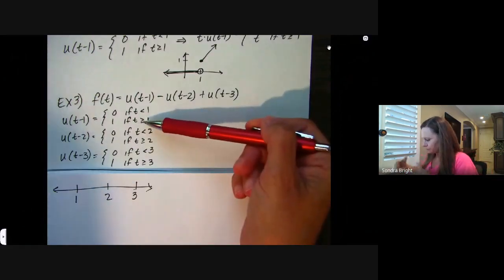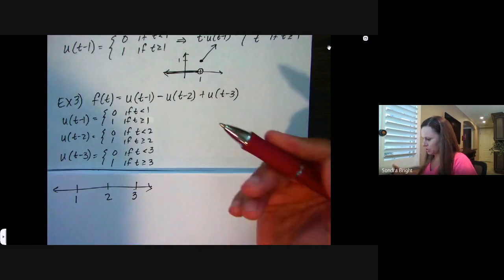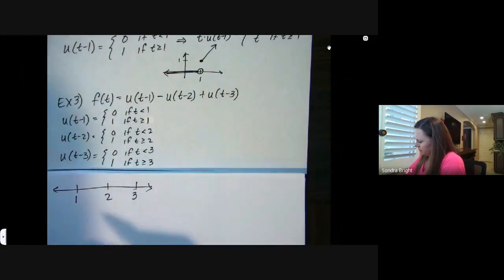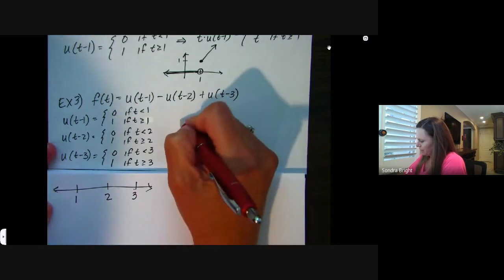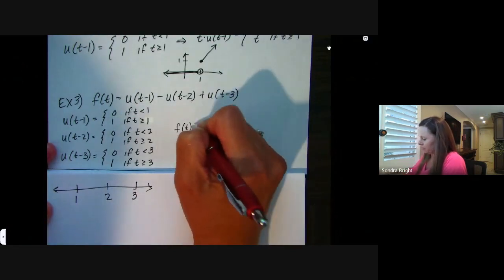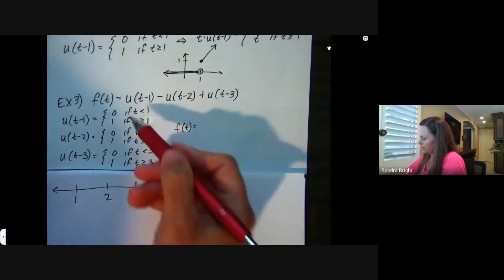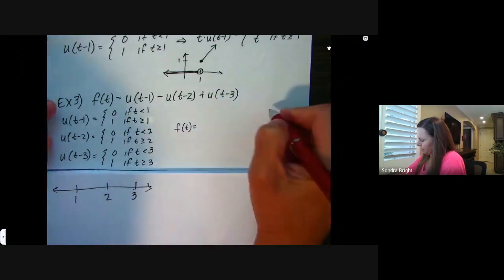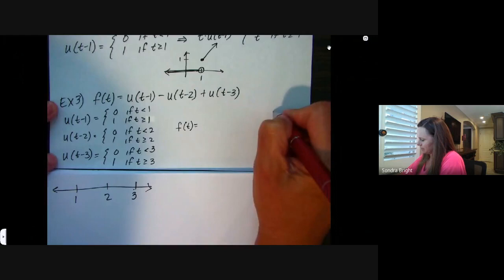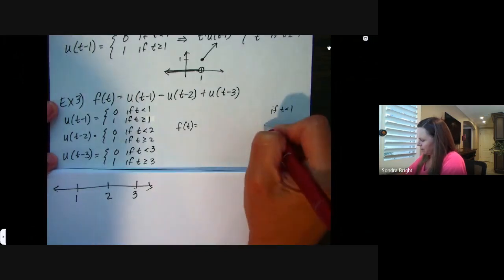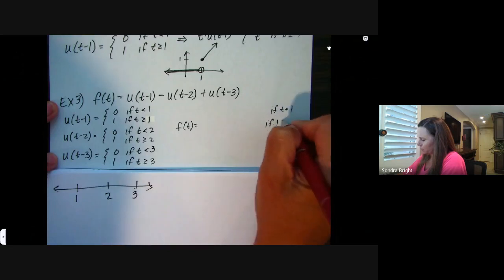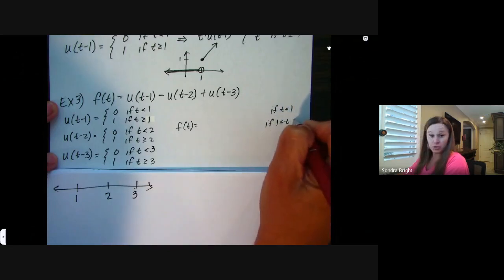So things are going to be changing from, say, keep in mind this is your f of t, right? So your f of t will have different parts, right? We're going to have a value for when t is less than 1. We'll have a value if t is greater than or equal to 1, but still less than 2.